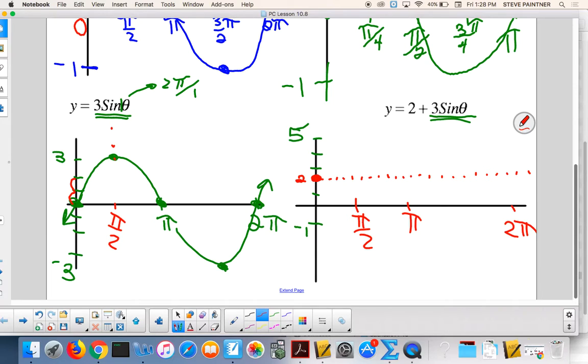5. Just move up 2. It's 5. It's your maximum, right? Pi over 2 gives me 5. What does pi give you? 2. What does 3 pi over 2 give you? -1. What does 2 pi give you? 2. Okay. And that's it. Up, down, I guess. Okay.